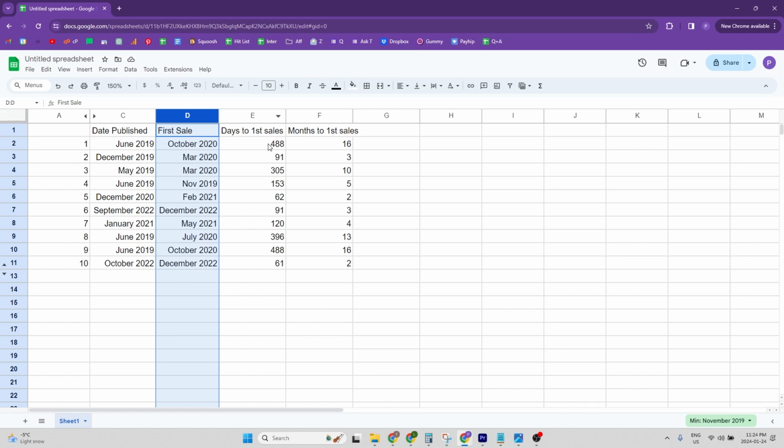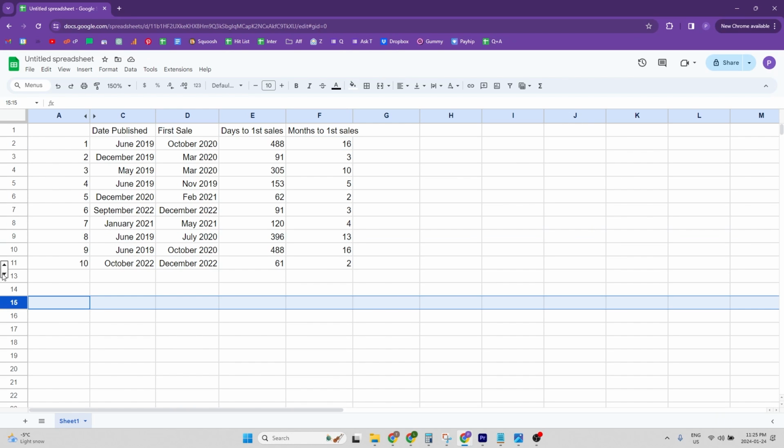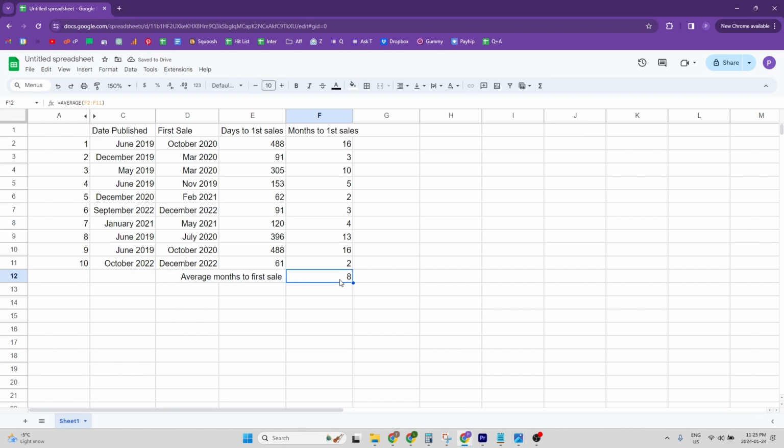And then I've done a little subtraction in this column, which gives us the number of days between those dates. And then I divided these numbers by 30 to give us the timeline of how long it took to start generating those sales. And then I added a formula in here to give the average number of months until the first sale. So on average for these 10 products, it took 8 months to generate its first sale for each product. So on average, according to these 10 products, it takes 8 months to generate the first sale for a product on Zazzle.